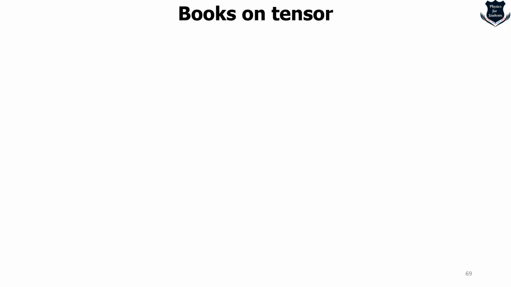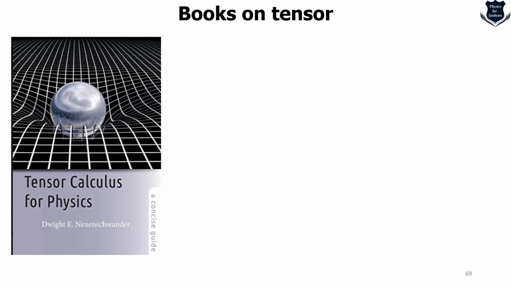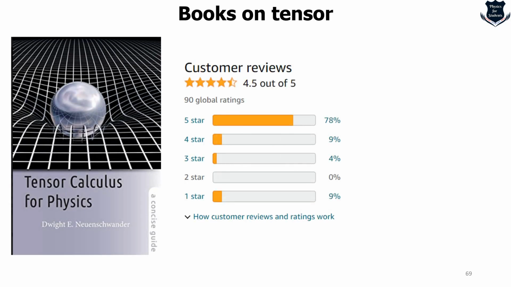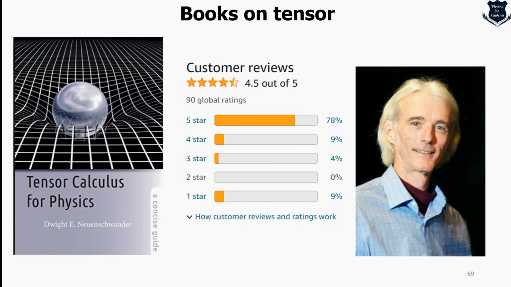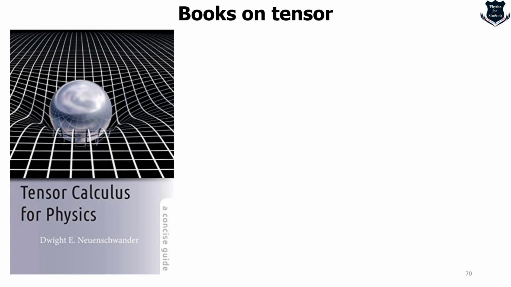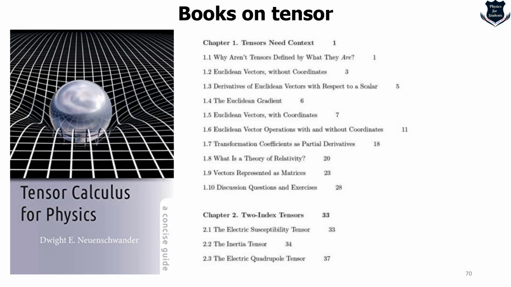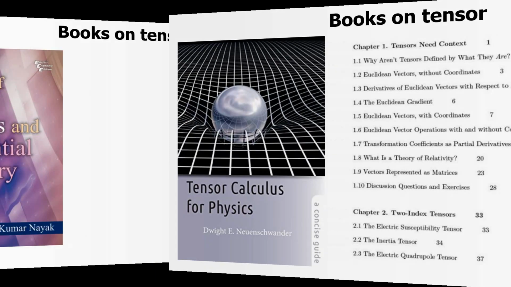The third book would be based on physics, because we are learning tensors for the General Theory of Relativity, and this would be Tensor Calculus for Physics by Dwight A. Neuenschwander. It is quite a good book and deals with a lot of physics. If you're interested to know more about the mathematical part of this book and its content, you can pause this video and see what things are covered. Although this is not exhaustive, it's a very good book to read.